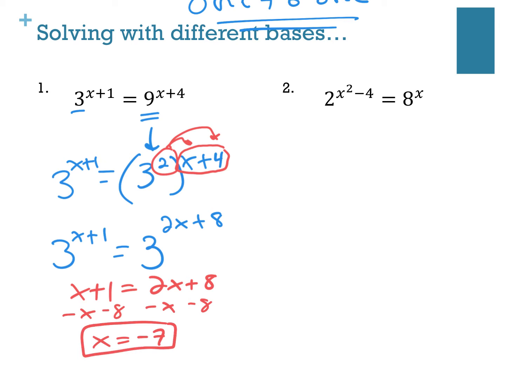So just like with that last problem, notice here we have a base 2. So let's try to get that bigger base to write as a base 2. And 8 in terms of base 2, well, 2 to what power is 8? Well, 2 to the third would be 8. Don't forget you still have that x on the outside. And don't forget we still have 2 to the x squared minus 4.